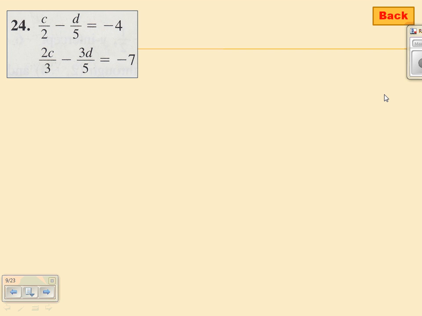Number 24 is kind of tricky. You have to do several steps for number 24. For number 24, I'm going to get rid of the fractions in both the top and bottom equation. So I'm going to multiply the top equation by 10 because that's the lowest common multiple. In the bottom equation, I'm going to multiply everything by 15. You have to be very careful with this, guys. Remember, multiply everything by the lowest common multiple. And therefore, I get 5c minus 2d equals negative 40 for the top equation. For the bottom equation, I get 10c minus 9d equals negative 105.